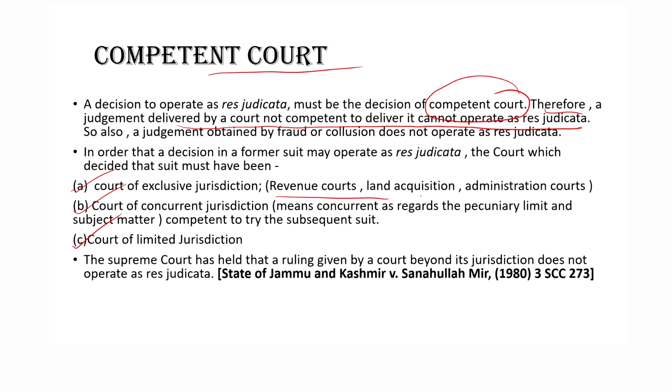I have given the examples also. What is court of exclusive? It means sole, concurrent, simultaneously when two courts have jurisdiction, and limited, again the same court is of limited jurisdiction. So on this basis you can decide how your matter was decided, whether the court was a competent one or not, just for your understanding. So this is about competent court.